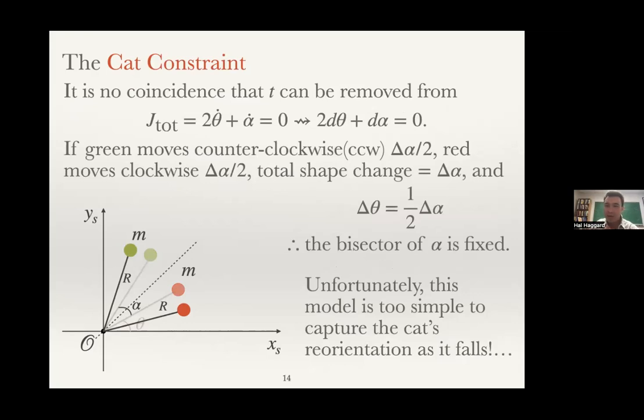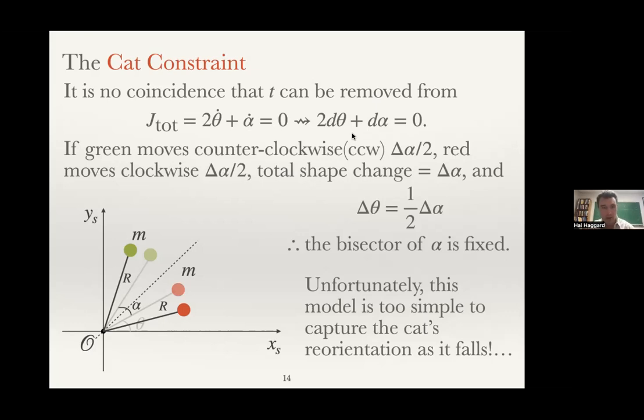But first, I want to make a sort of mathematical observation. So we had our total angular momentum here. And I want you to notice that once we set it equal to 0, well, we can clear all the time dependence and think of it actually as a relationship between differentials. So if I make a differential change in the shape of the cat, well, that results in a compensating differential change in its orientation. And this is going to be an important theme throughout today and part of our way of dealing with gauge theories, which is to work with these differential forms.